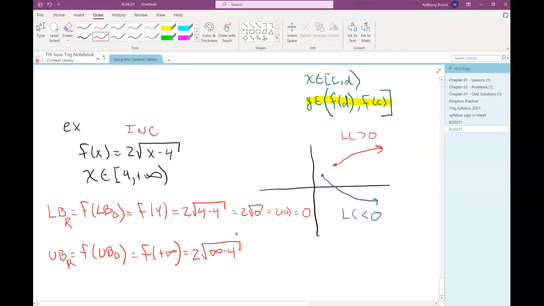So here we're going to have to use a little bit of common sense because you can't really do arithmetic with an infinity on there. But if I have infinity and I subtract 4 from it, what do I have? If you have infinitely many things and you take 4 of them away, it's still infinite, right?